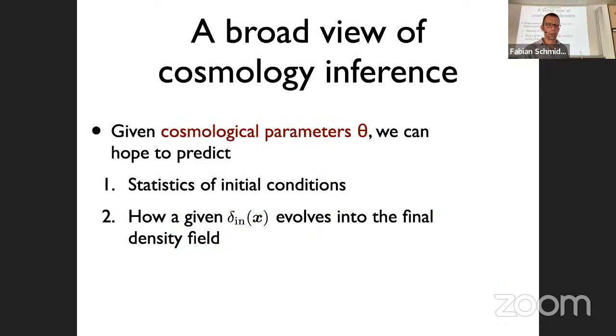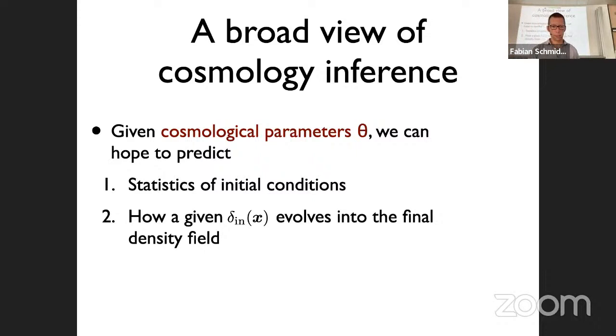So now, I described that we have this formalism for predicting galaxy clustering. But how do we infer cosmological parameters from this? In cosmology, if you have a cosmological model, say single field inflation plus some dark energy model, massive neutrinos, what we can always predict are the statistics of the initial conditions from inflation, and then how a particular sample of these initial conditions evolves into the final density field. Those are fundamentally the two things we know how to predict.